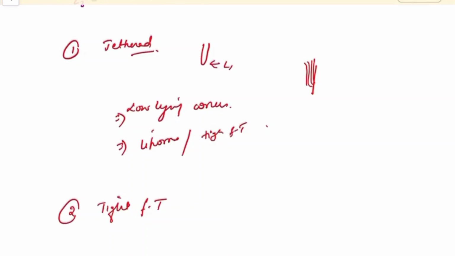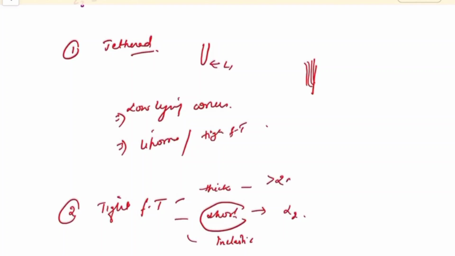And the next point is tight filum terminale. Okay, so the filum terminale, we are calling it tight. Why? Because it is either thick or short or inelastic. Okay, the filum terminale would be short when the conus is low lying, like below L1-L2, so the filum terminale would be shorter. Thick is when the thickness of the filum terminale is more than 2 mm, and usually they are fatty filum terminale.